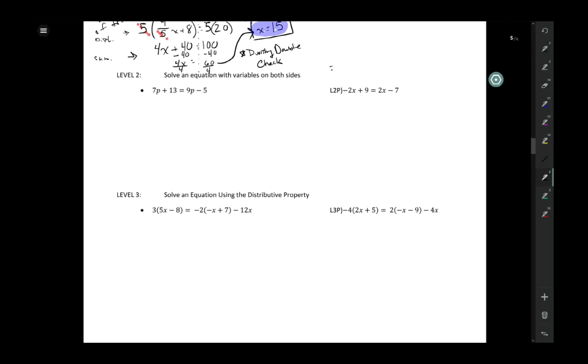Solve an equation with variables on both sides. So we're just stepping it up a little bit. Level 2. All right, it's not bad. You just want to get one variable on one side. Okay? It doesn't matter which one you choose. It doesn't matter which side.